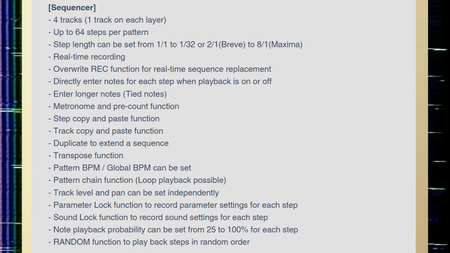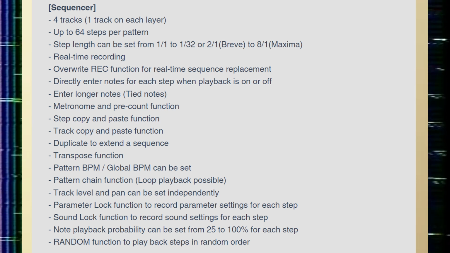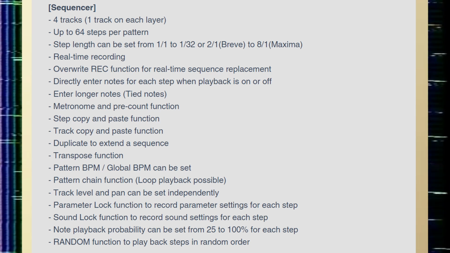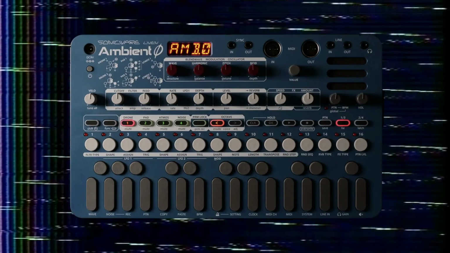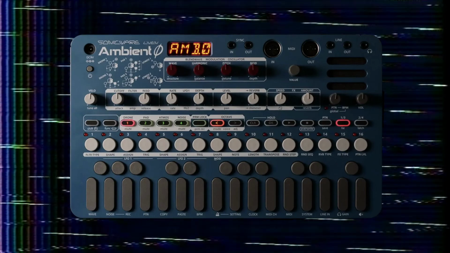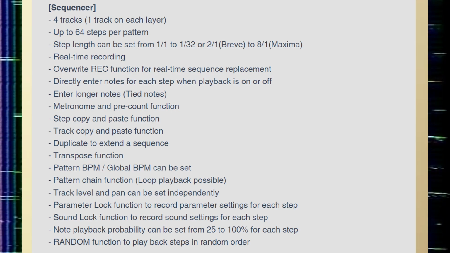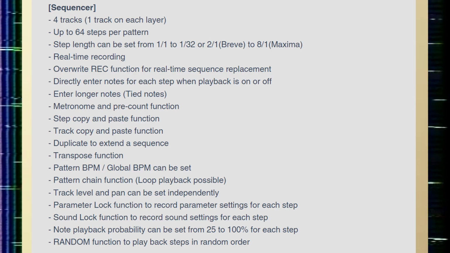The sequencer has 4 tracks, 1 track on each layer, up to 64 steps per pattern. Step lengths can be set to various parameters. There's real-time recording, there's an overwrite function, so a lot of other things that the basic sequencer can do. You have pattern BPM and a global BPM as well, and you can pattern chain. There are also some probability and randomization functions as well.